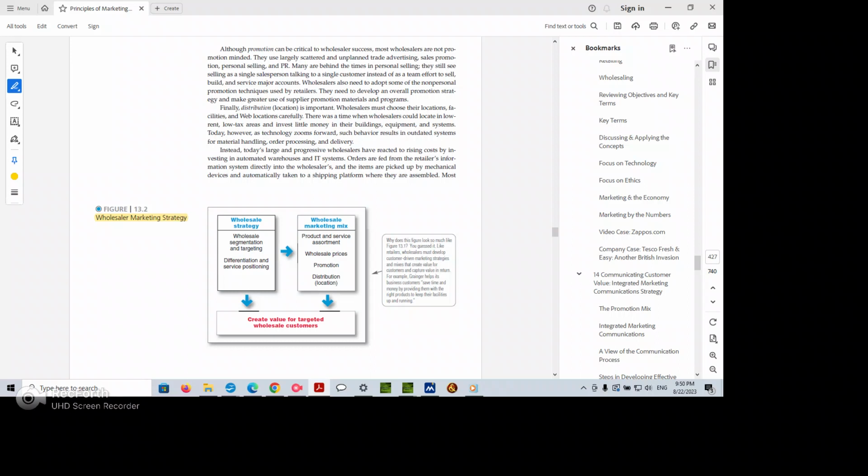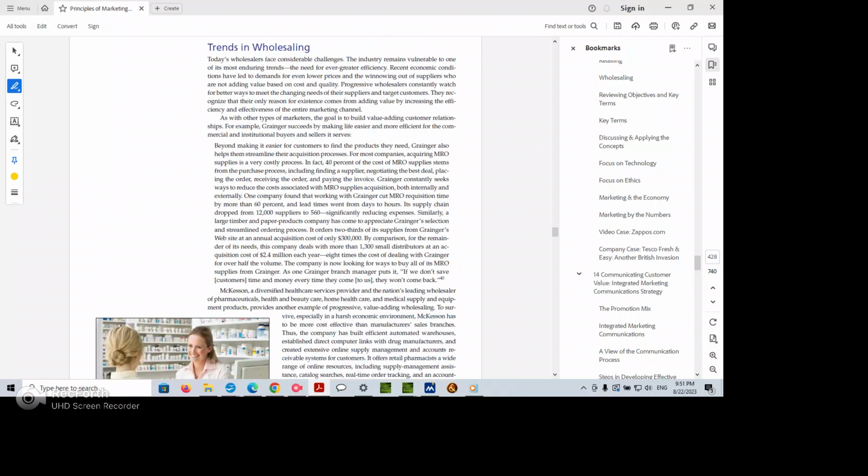Strategy, we talk about the targeting and the segmentation positioning. We take basically the wholesale strategy, combine it with the wholesaler marketing mix, and what do we get? Well, when we combine those two, we create value for targeted wholesale customers, or if we do it separately, we can also create value for targeted wholesale customers, but in different ways.